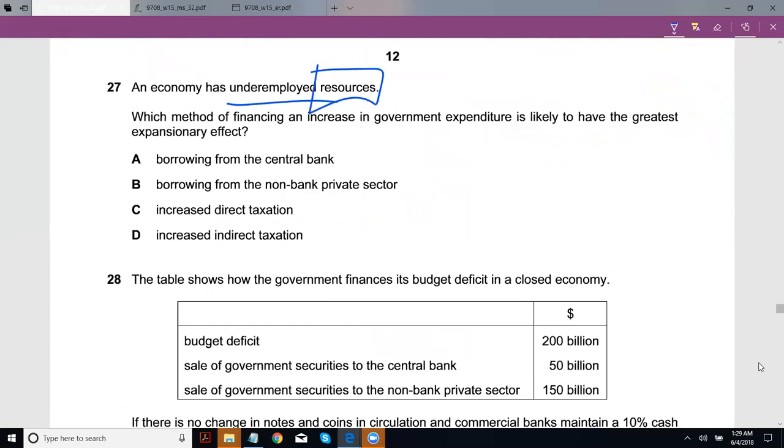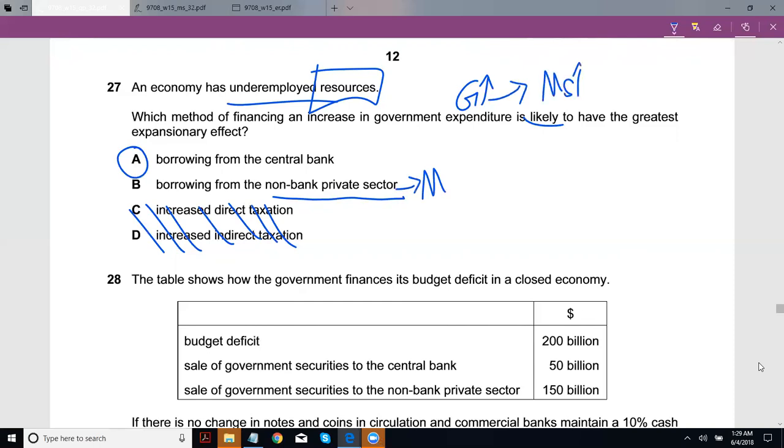Which method of financing an increase in government expenditure is likely to have the greatest expansionary effect? So if you increase taxes, whichever tax you're increasing, this has a contractionary effect. So you can just cross that out right there. I would say it's borrowing from the central bank, because if you borrow from the non-banking private sector, you're going to do so by selling them bonds and securities and so on. And the effect is that because of government expenditure, money supply increases, but because you're borrowing from the non-bank private sector, money supply decreases. So your overall effect on money supply is a little uncertain.